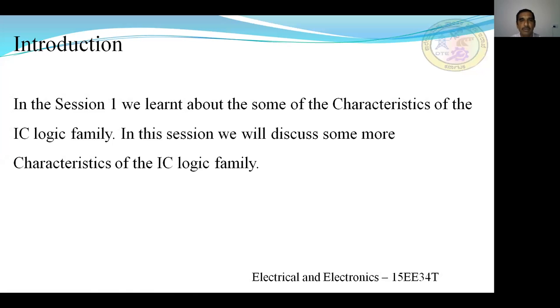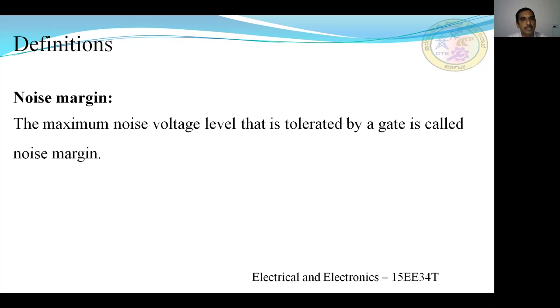In Session 1, we have already learnt about some of the characteristics of the IC logic family. In this session, we will discuss some more characteristics of the IC logic family. We'll see what the remaining characteristics of the IC logic families are, one by one. The first definition in Session 2: noise margin.